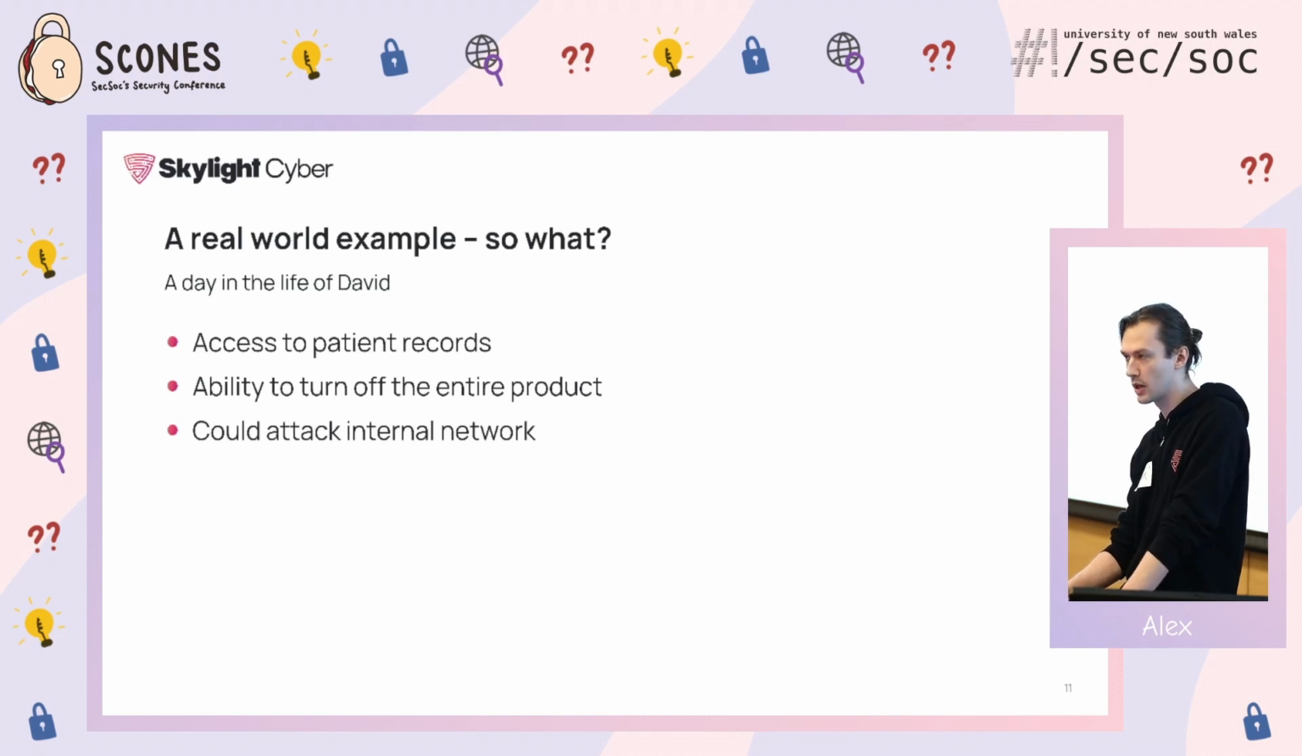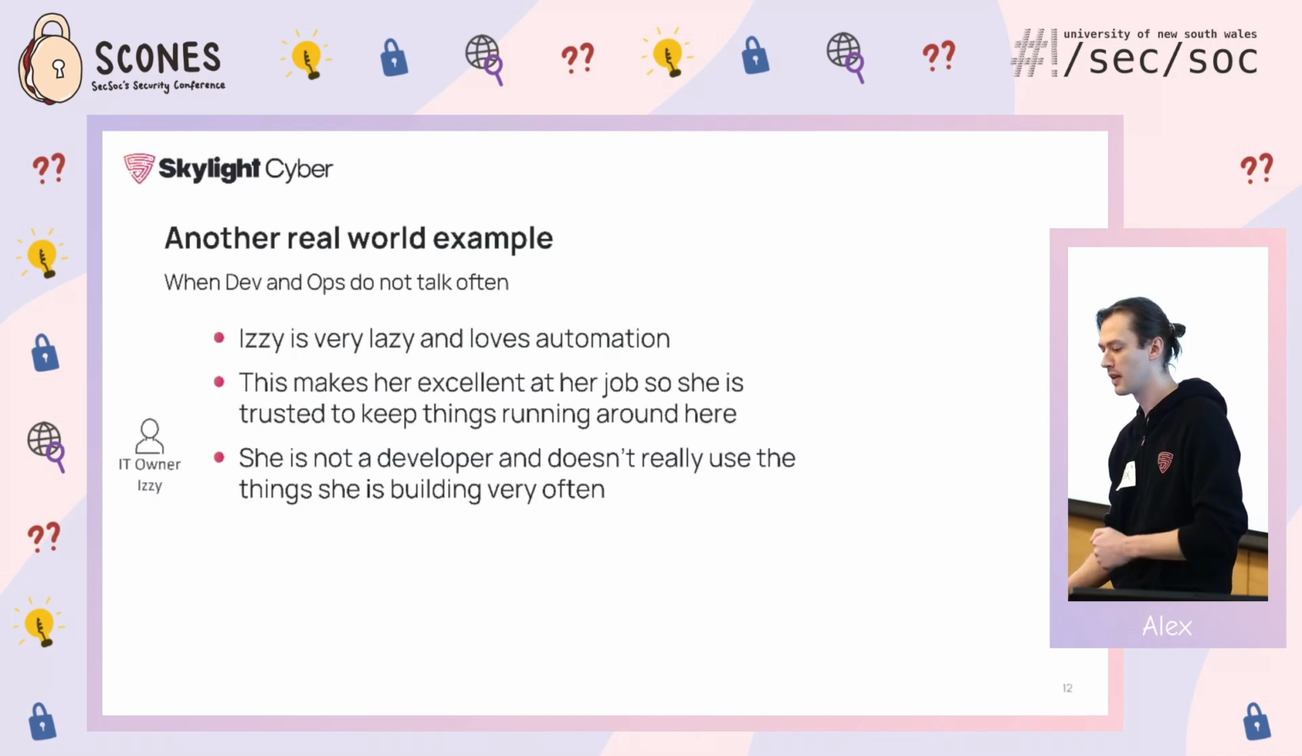Ultimately, we could access patient records by impersonating him. We could turn off their SaaS product. So their COTS product, their software to install on a laptop, not the end of the world, but anything that's running in a cloud environment that you can turn off, pretty bad, pretty big impact. And we could attack the rest of their network, which we then did.